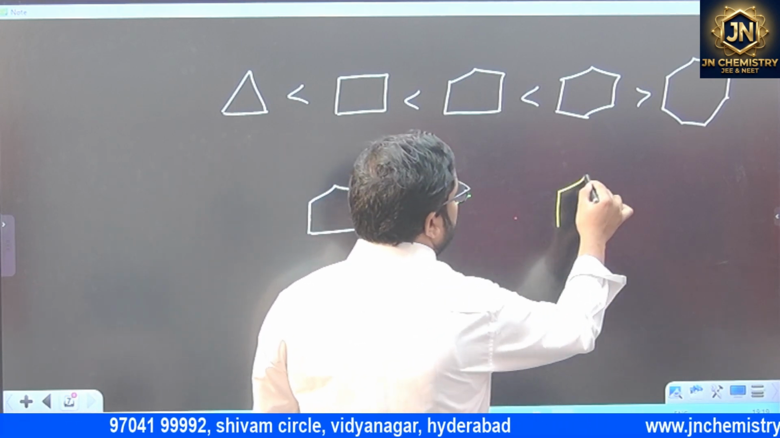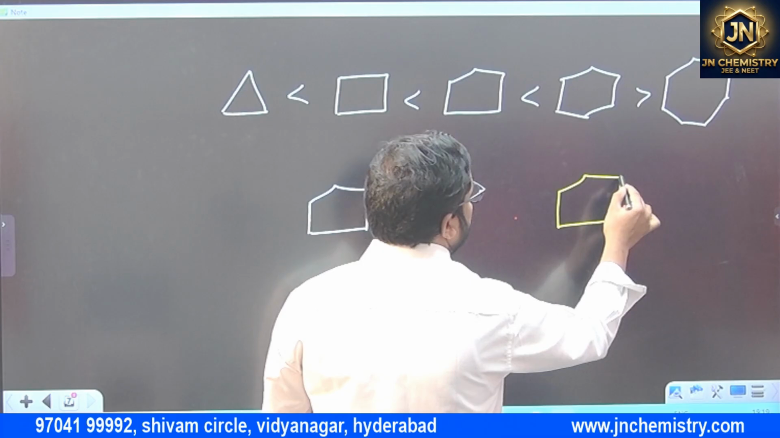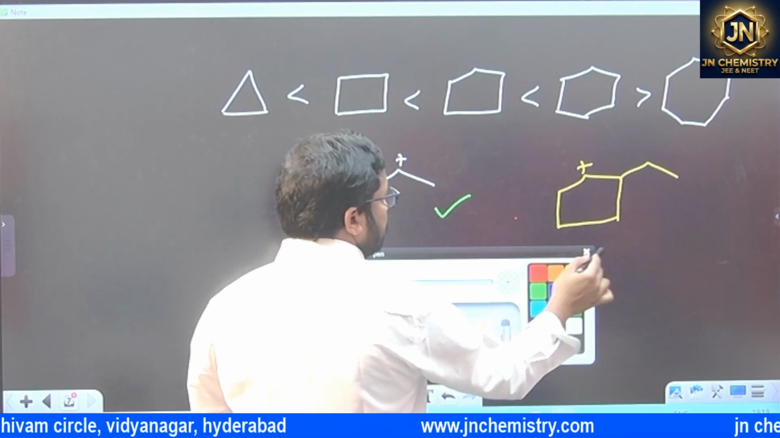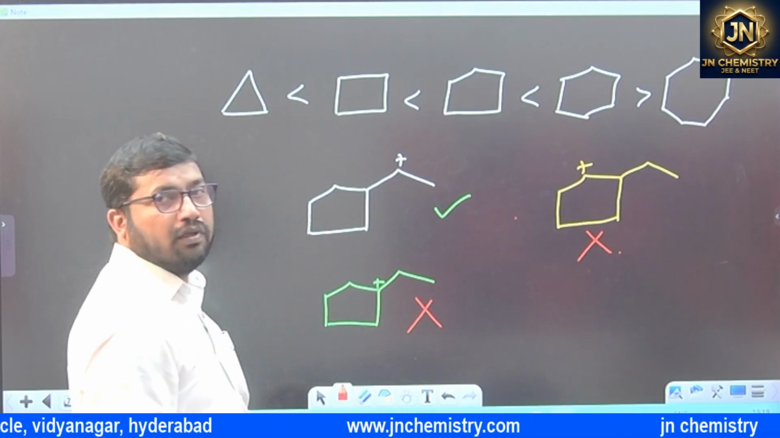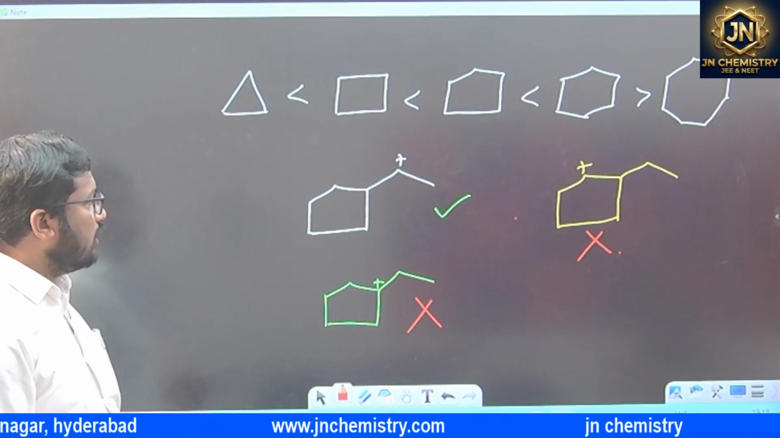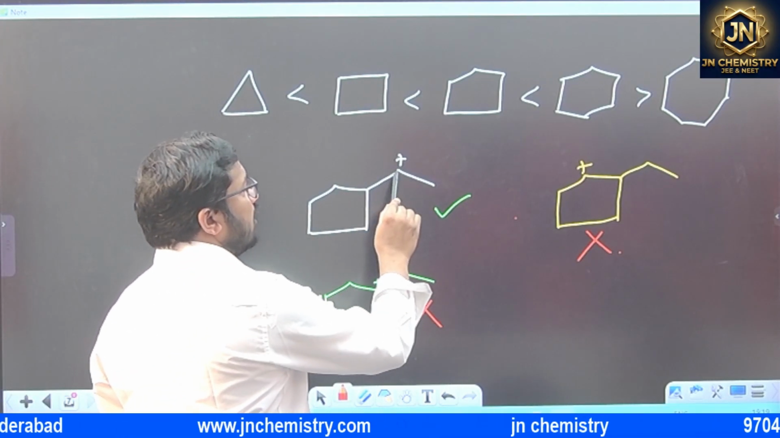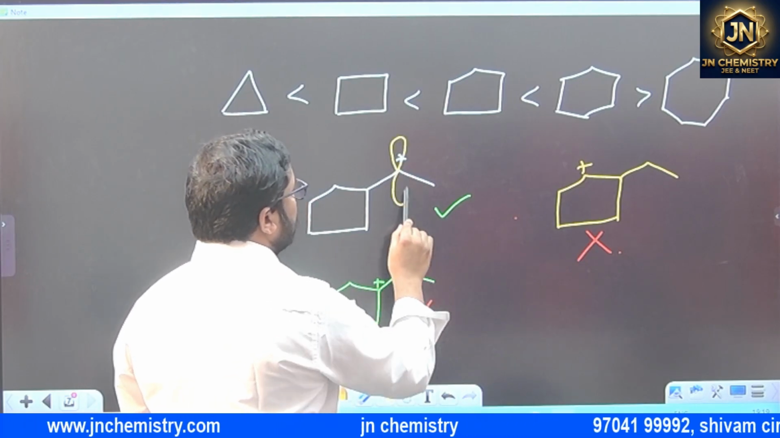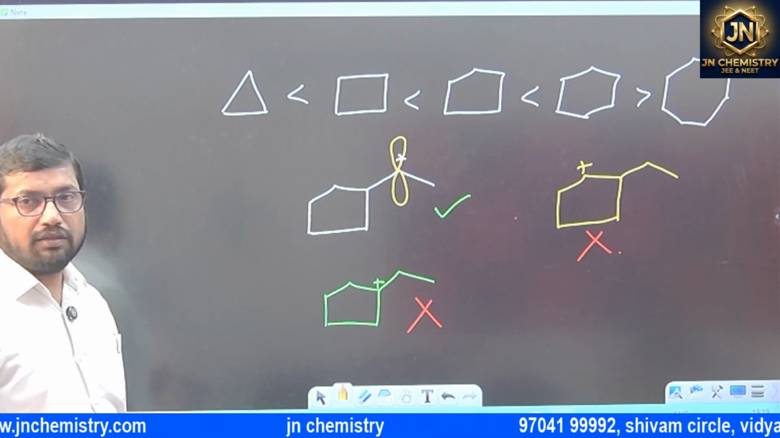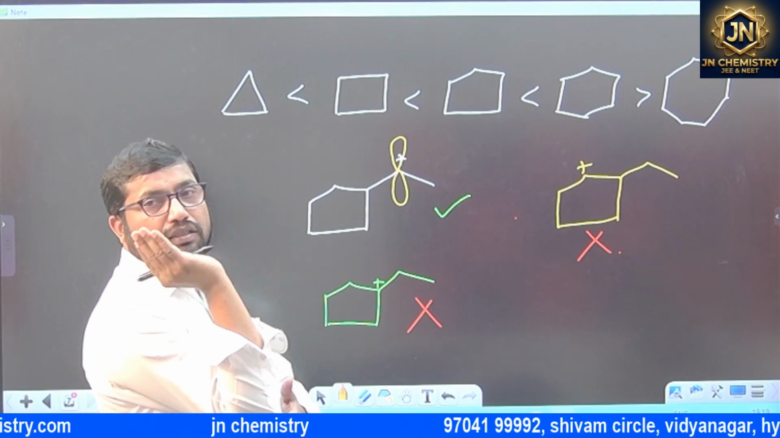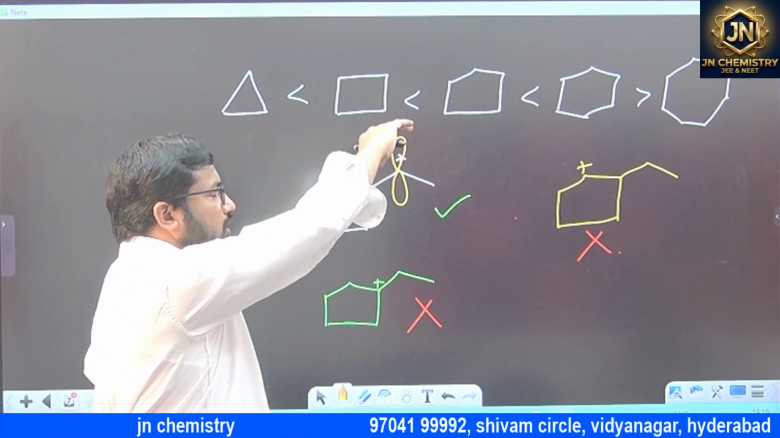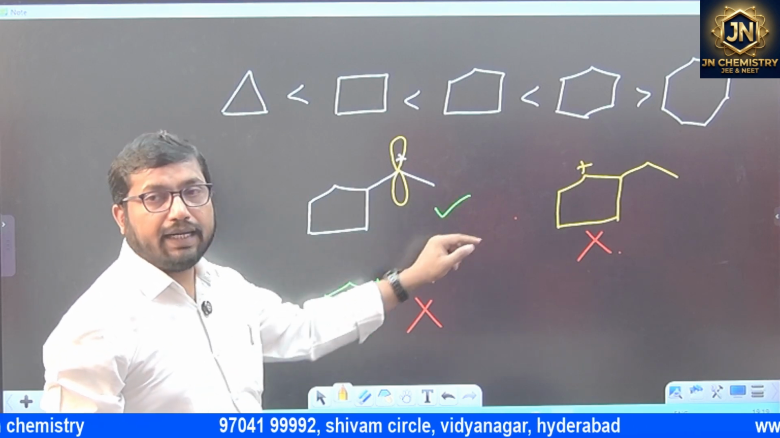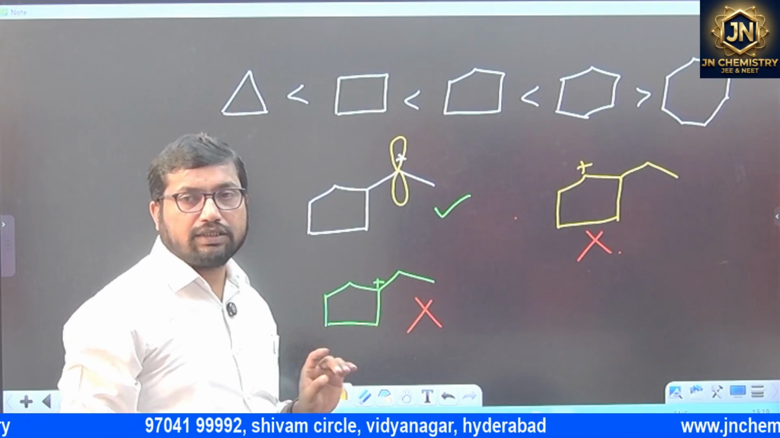For example, here is the carbocation. In this case, does ring expansion take place? No. Whenever the outside carbon has the carbocation, there is a vacancy in the p orbital. With the vacancy in the p orbital, a bond can break and attack it. So ring expansion is possible here. But if the carbocation is present in the ring, ring expansion is not possible.